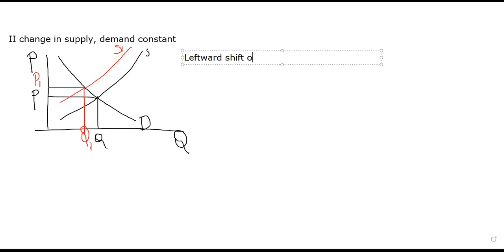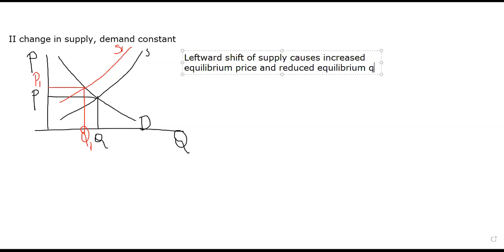Leftward shift of supply causes increased equilibrium price and reduced equilibrium quantity. Okay, we go for the opposite. If we go for the opposite, that is government implementing tax holidays for business or producers for 5 years. To which direction will the supply curve shift?